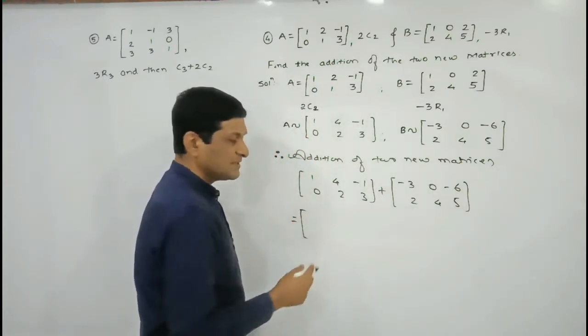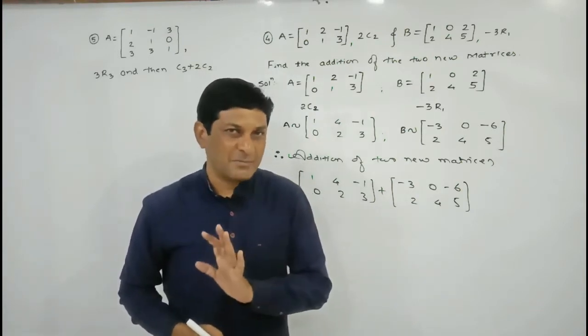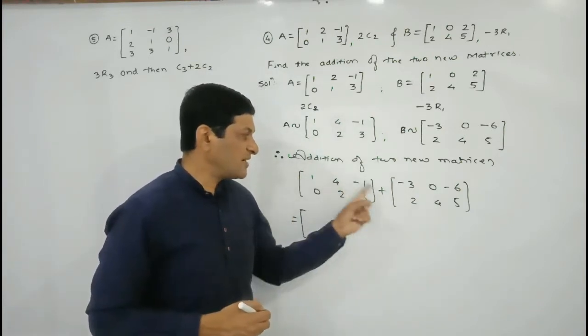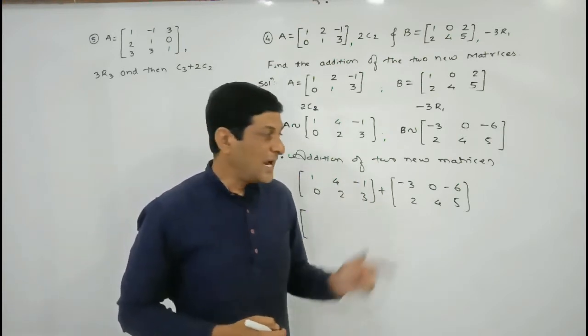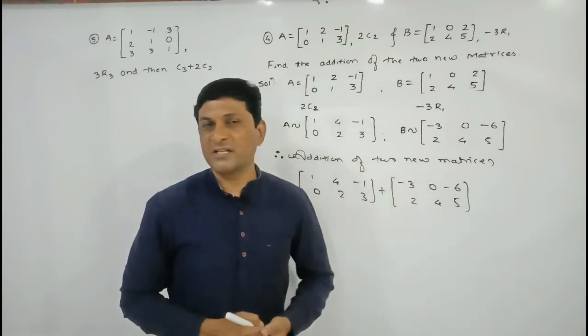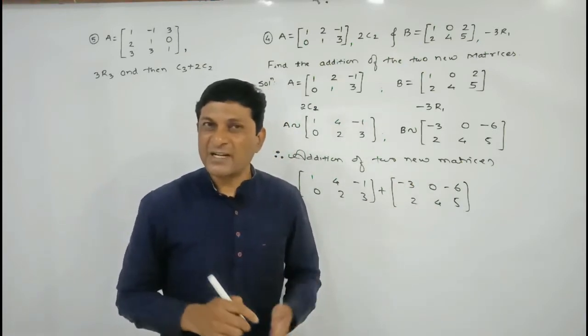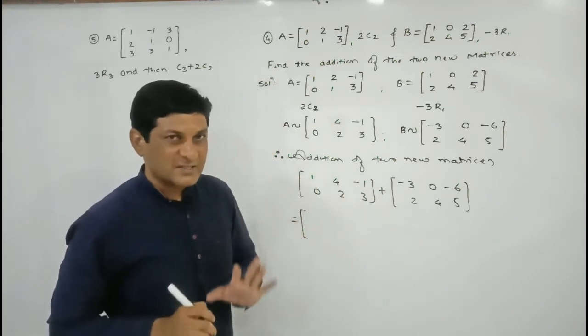We have already seen that the addition of two matrices exists only if their orders are the same. So let us check the order of the first matrix. 2 rows are there and 3 columns are there, meaning its order is 2 by 3, and here also 2 rows and 3 columns, meaning the order of the second matrix is also 2 by 3. Since both matrices are of equal order, we can say that their addition exists.